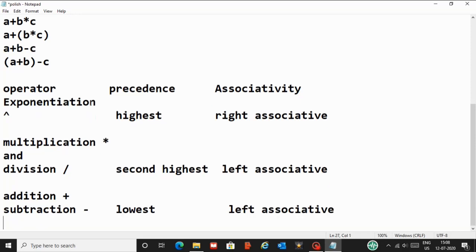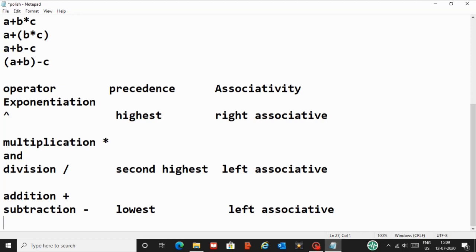That is operator exponentiation. This operator has got the highest precedence and it is right associative. Next, multiplication and division have the second highest precedence, and they have equal precedence. So when you have equal precedence operators, then you have to check for the associativity. It is left associative, that is from left to right in an expression you scan it.